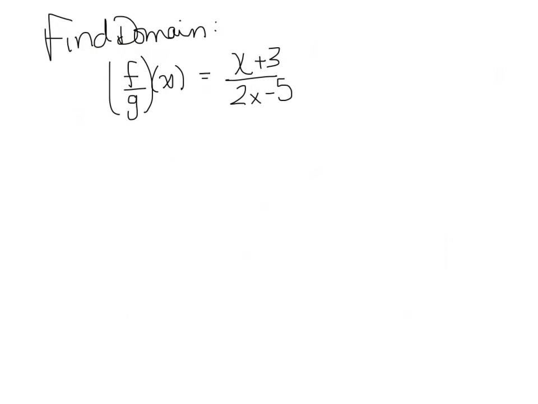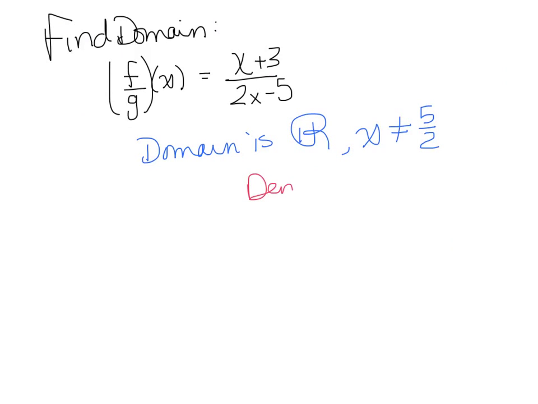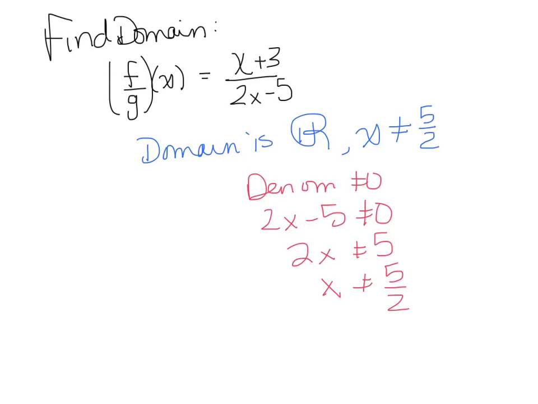I want you to find the domain when we have a function that's x plus 3 over 2x minus 5. Go ahead. Alright, I'm coming up with the domain is all real numbers except that x cannot equal 5 halves. Because remember, I had to remember the rule that denominators do not equal 0. So 2x minus 5 does not equal 0, so 2x does not equal 5, and x does not equal 5 halves. Okay? So that's finding domain when you have a quotient.